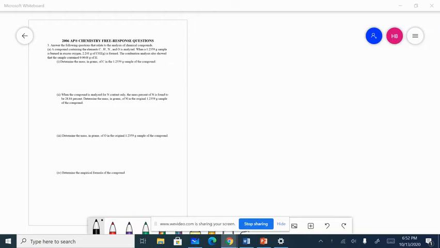All right, here's the FRQ that we worked on, and this is going to serve as an answer key. After you read the problem, the first question asks, determine the mass in grams of carbon in a 1.2359 gram sample of this compound. It tells you that we had 2.241 grams of CO2.